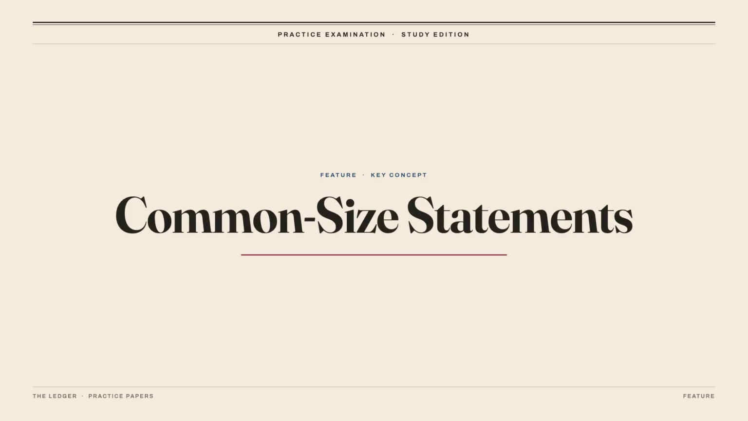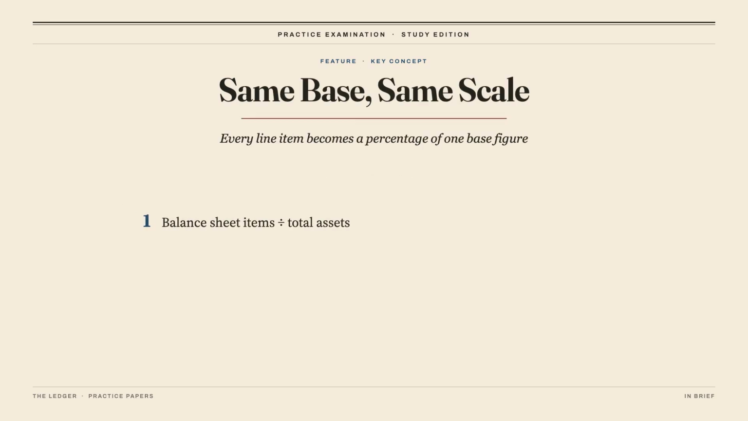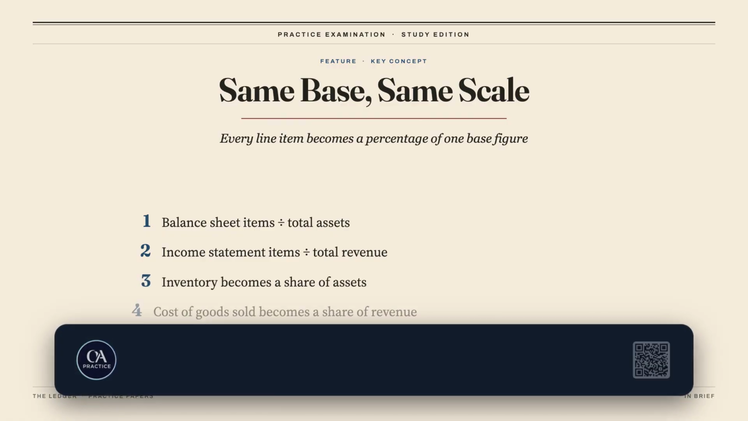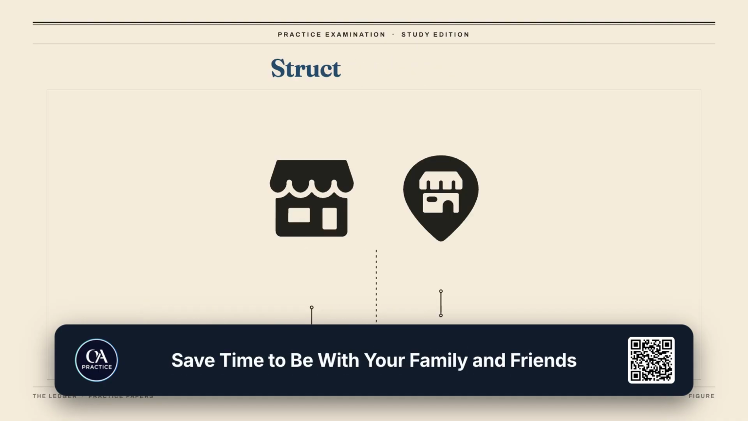Raw dollar figures make it almost impossible to compare a corner store to a national chain because sheer scale drowns out everything else. Common size statements solve this by stripping away absolute size and revealing the structure underneath. On the balance sheet, every item becomes a percentage of total assets. On the income statement, every item becomes a percentage of total revenue. So inventory and cost of goods sold turn into comparable shares instead of raw dollars.